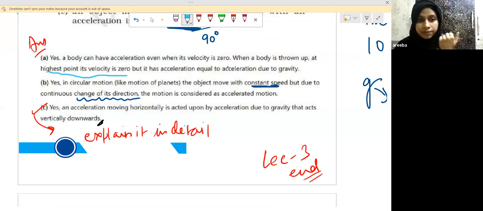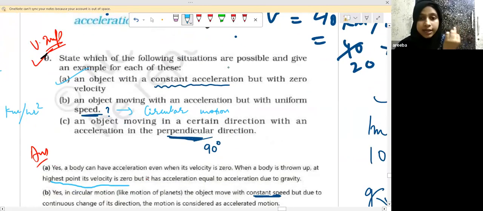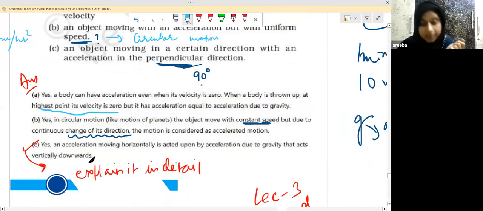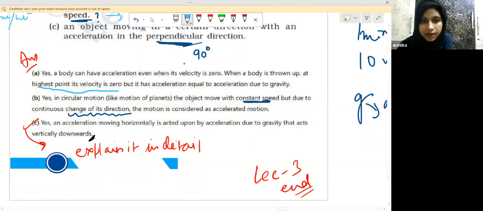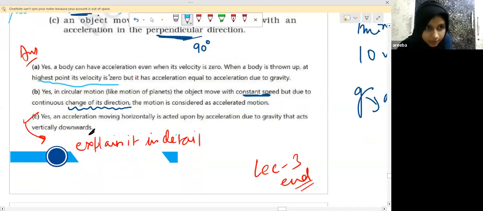This can also be asked in assertion reason. Assertion: an object with a constant acceleration cannot have a zero velocity. They can give this as the reason. So what will the answer be? It can have a zero velocity. That means the assertion is false and the reason is true. They can twist the questions like this. So that's how we have to deal with it. That's why I am covering the theoretical aspects as well.